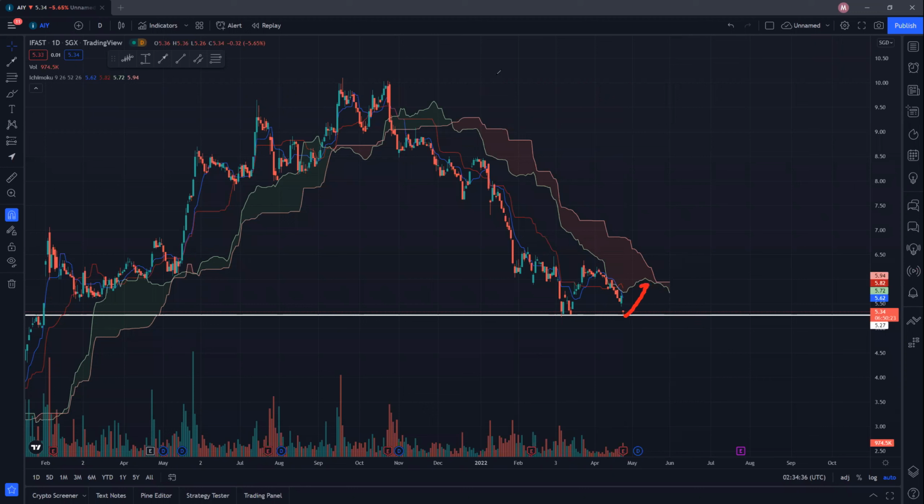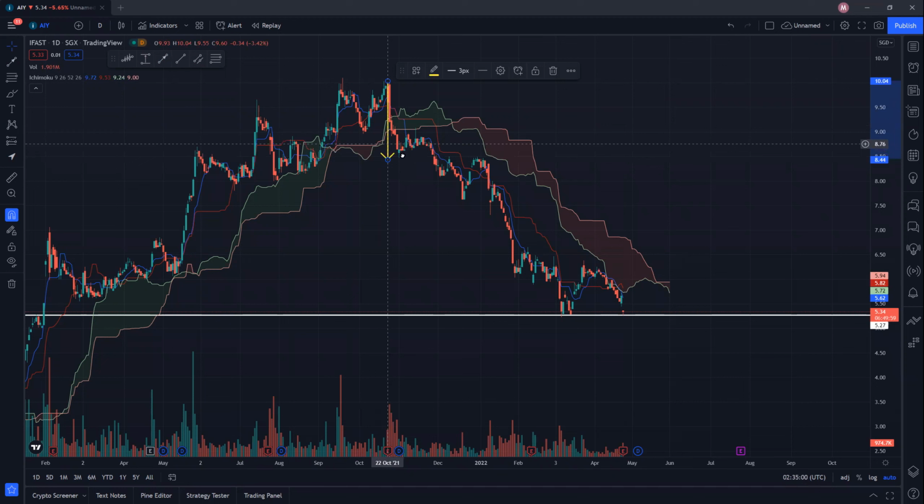In the long run, we are still creating lower lows and lower highs, if we were to reject off these $5.80, $6 psychological levels here. So it will definitely still go down for iFast unless there is a catalyst or the market sentiment were to improve. Let's take a look at this first wave down.